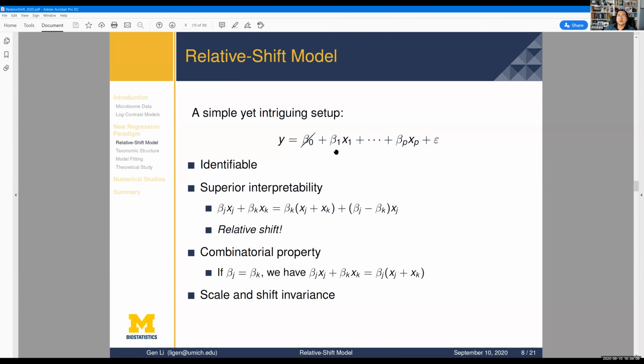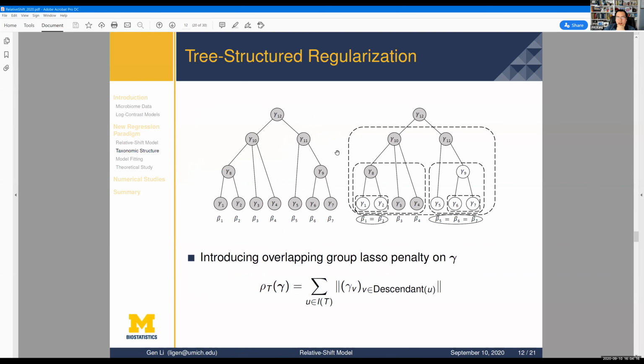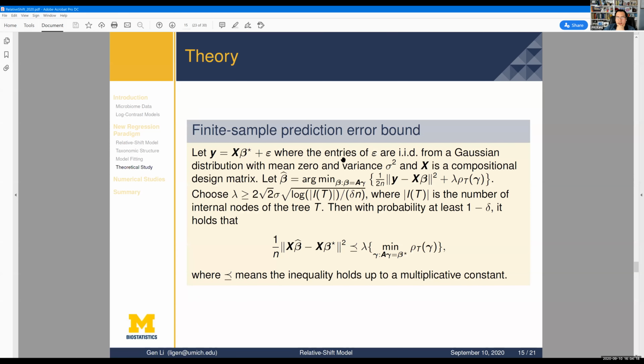I see. So for your theoretical work, what is the condition on this X design matrix? Do you have any condition on the sparsity of those X? No, for X, we just require it to be compositional. That's all. But if you have two columns all equal to 0, you cannot handle that, right? At least one element has to be non-zero. They have to sum up to 1. So for each sample, they have to sum up to 1.